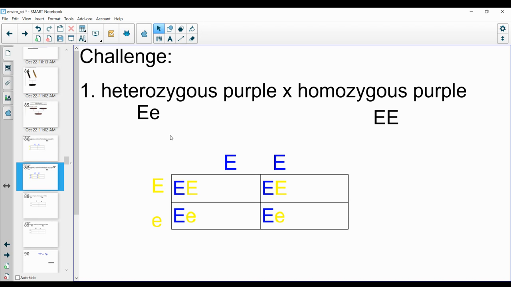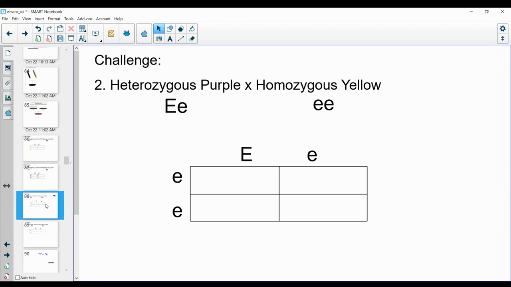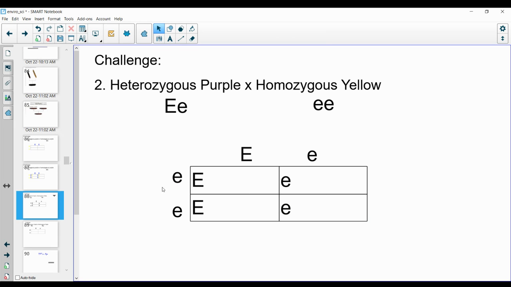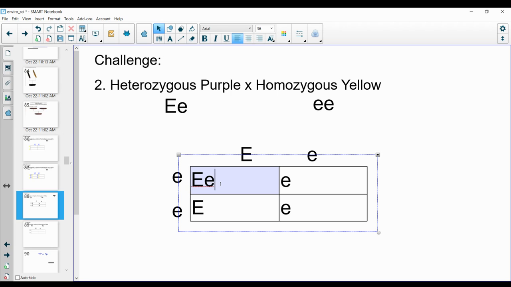All right. Whenever we go to challenge question 2, heterozygous purple, capital E, lowercase e, by homozygous yellow, two lowercase e's, I will bring the top one down first, so I'll fill this one out with you live. So I'm bringing down the capital E, I'm bringing down the lowercase e, okay? So I brought this down and this down. Now I'll bring the homozygous yellow across to complete the Punnett square.